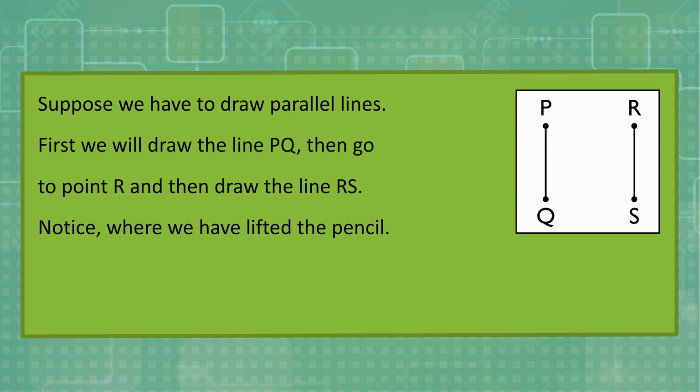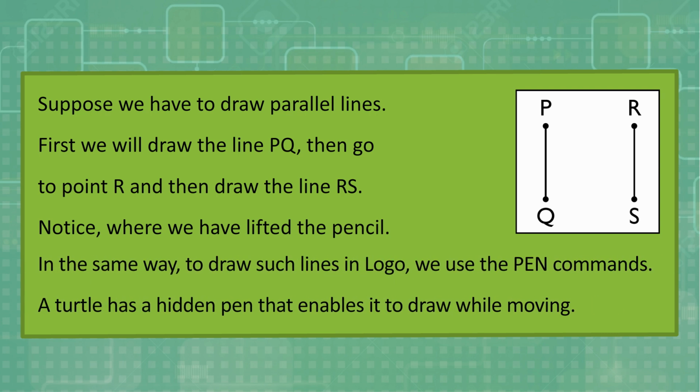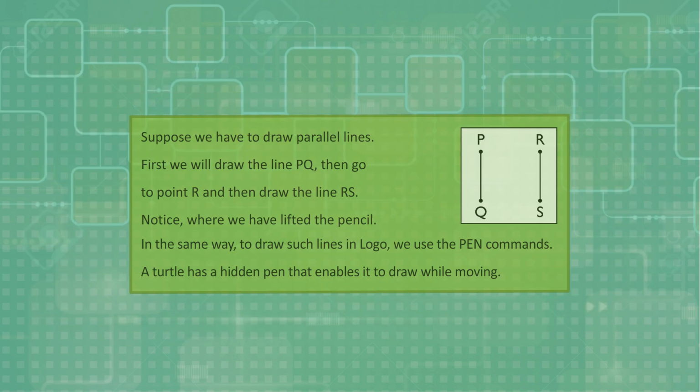Suppose we have to draw parallel lines. First we will draw the line PQ, then go to point R and then draw the line RS. Notice where we have lifted the pencil. In the same way, to draw such lines in Logo, we use the pen commands. A turtle has a hidden pen that enables it to draw while moving.